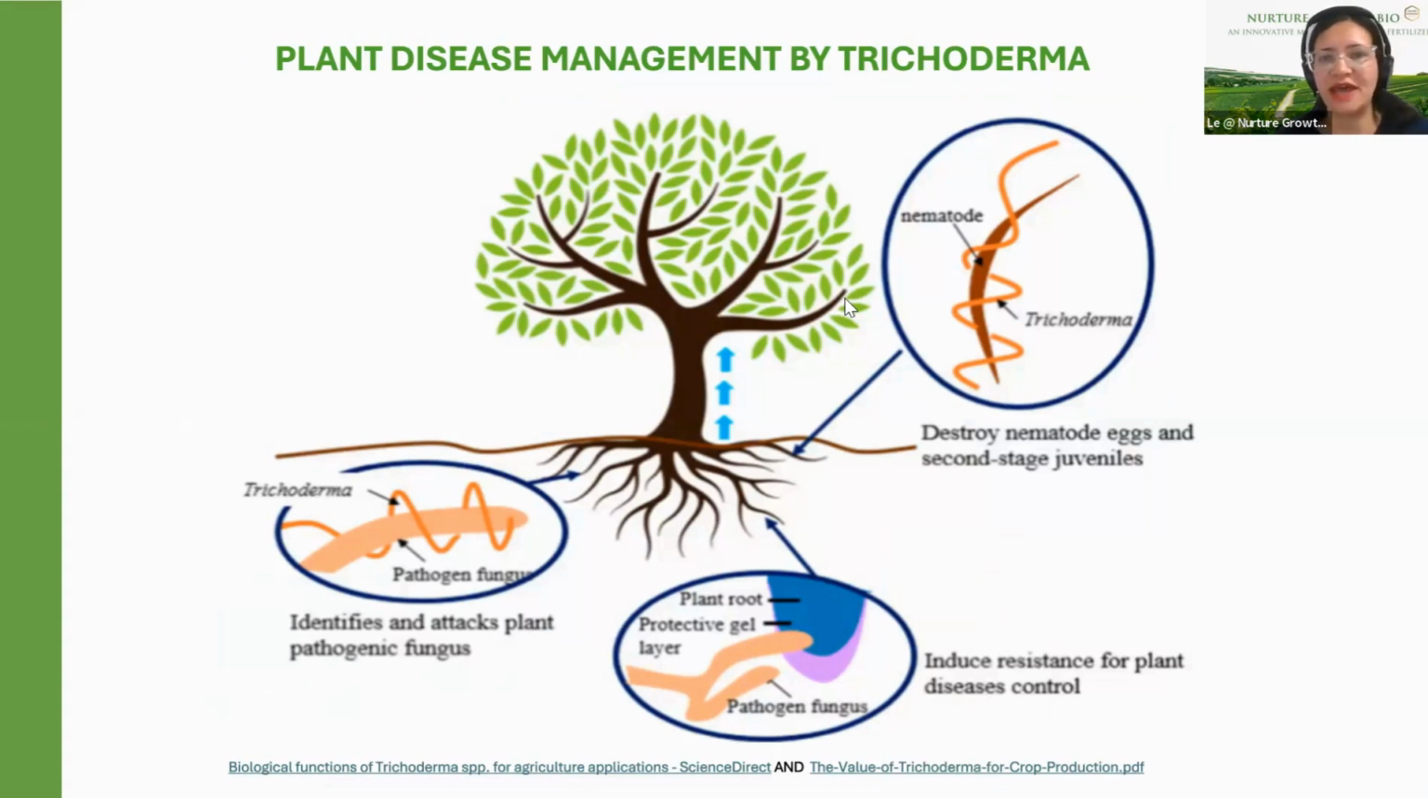Now let's talk about plant disease management by Trichoderma. In addition to contributing to the growth and development of the plant, Trichoderma also helps in disease management, in control of disease against the pathogen. It can restrict the entry of any pathogen. Here we can see that Trichoderma identifies and attacks the plant pathogenic fungus. Here Trichoderma coils around the pathogenic fungus and suppresses its growth. In addition, Trichoderma also makes a protective gel around the root surface, which further restricts the growth of the harmful pathogen, and it induces resistance for plant disease control. Similarly, just as it attacks the plant pathogenic fungus, it also destroys nematodes and other harmful pests.